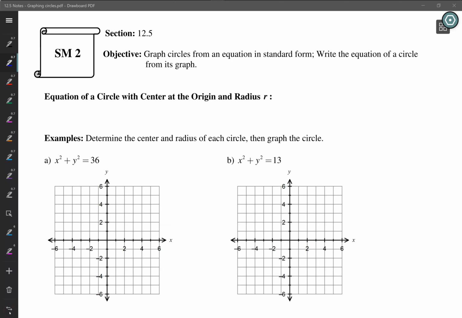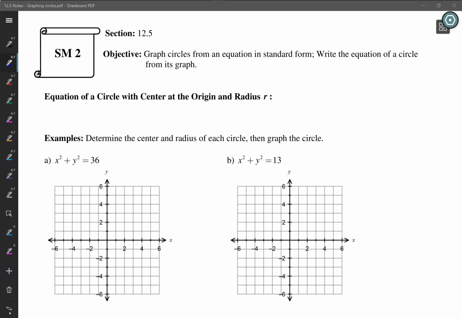So in section 12.5, we are going to be talking about how to graph circles on a coordinate grid. We're going to talk about what the equation of a circle looks like and how to go from an equation to a graph and how to go the other direction. If you have a graph, how to write the equation. In order to relate the equation to a graph, you need to know two things about the circle. You need to know where its center is and what the radius of the circle is.